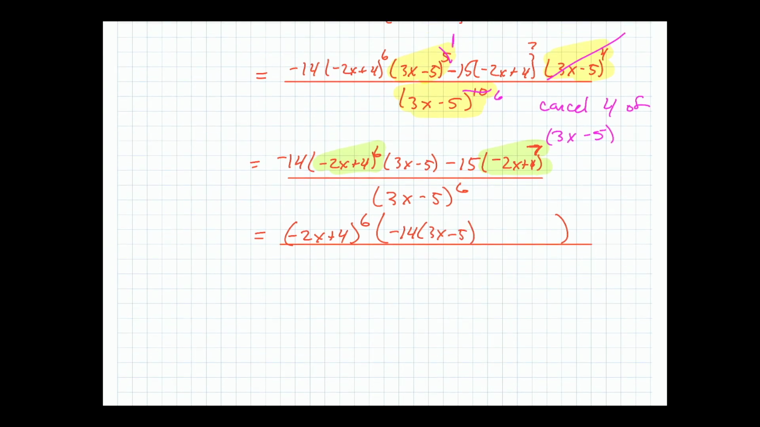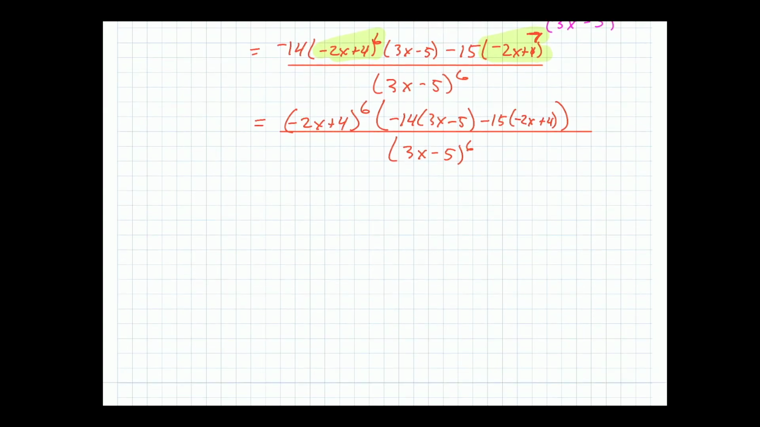Whoa. And then we took out 6 of them, so we have minus 15, negative 2x, I believe that's plus 4, over 3x minus 5 to the 6th. Now, if we want to finish this off, because we might as well, because we did this much work, what you would do is inside there, we can just multiply that all out.